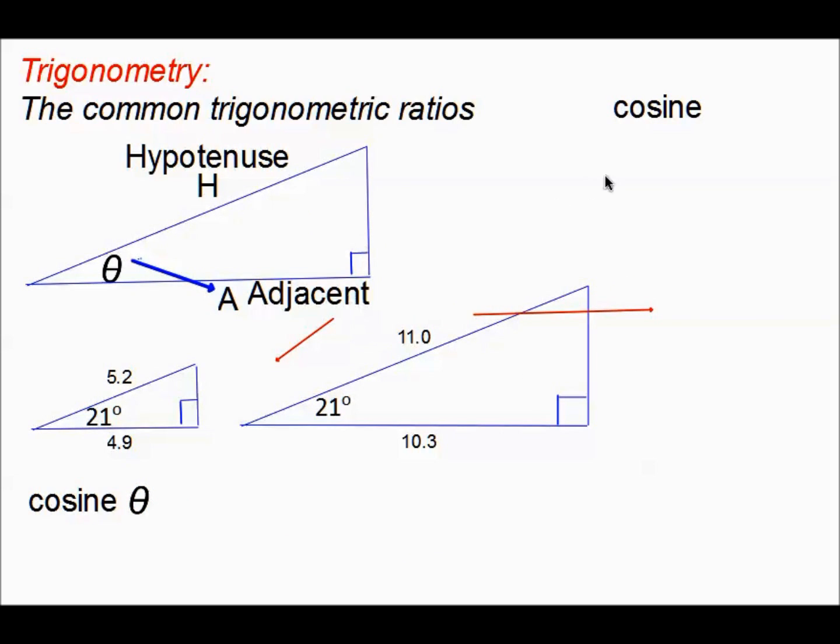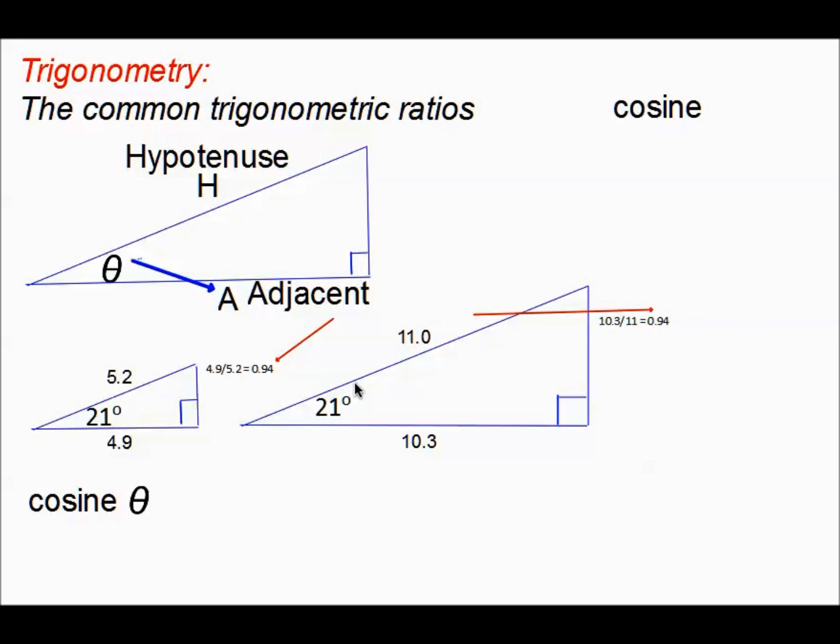Now what about cosine? You notice all I've done is labelled the adjacent and the hypotenuse. The adjacent divided by the hypotenuse is called the cosine of the particular angle. And again, it doesn't matter what size the triangle is. As an example, for 21 degrees, the adjacent divided by the hypotenuse should be the same number. Let's see what we get. Adjacent over hypotenuse here is 0.94. Adjacent divided by hypotenuse here is 0.94, the same.